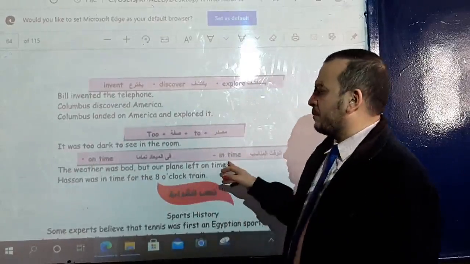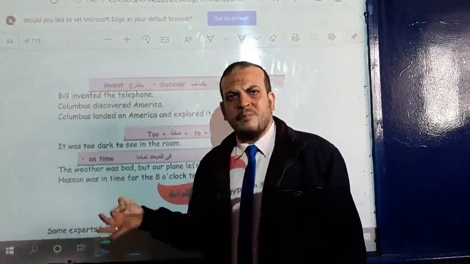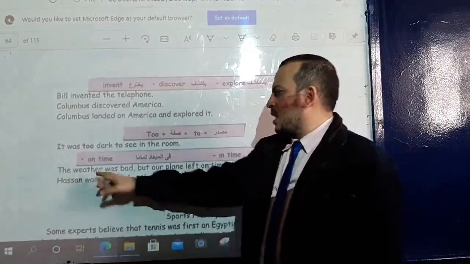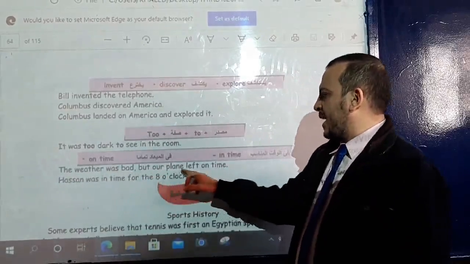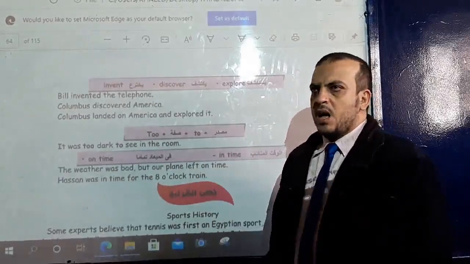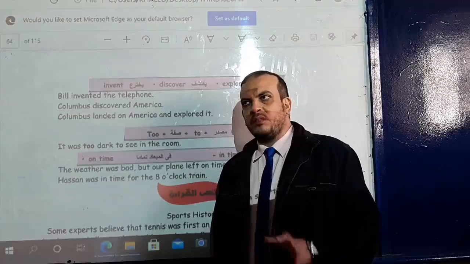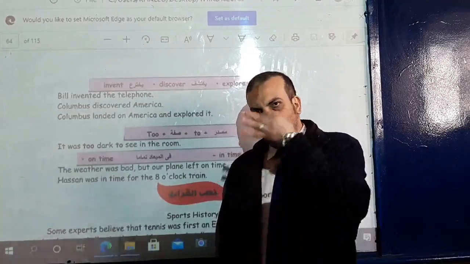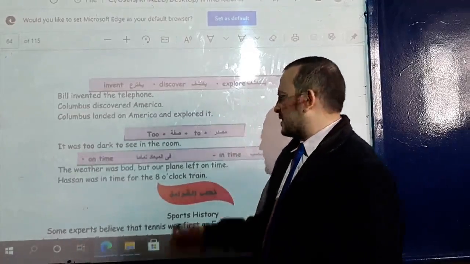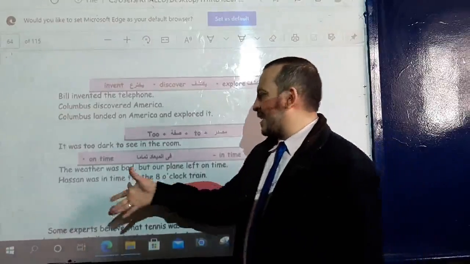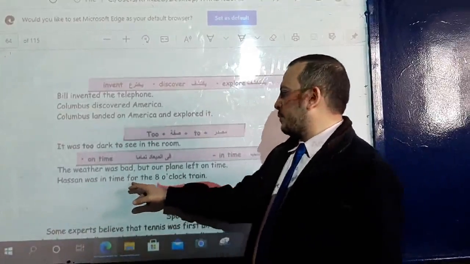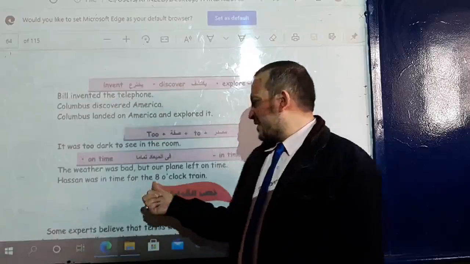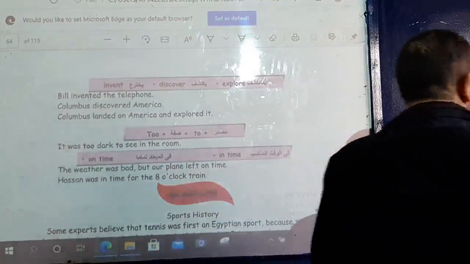On time and in time. On time means at the exact time. But in time means a little before it. Here, the weather was bad, but our plane left on time. Imagine the time was, for example, 6:13. If the plane took off at this time, 6:13, we can say that it was on time. But in time: Hassan was in time for the 8 o'clock train. That means he reached it before 8 o'clock. Okay? This is very important.